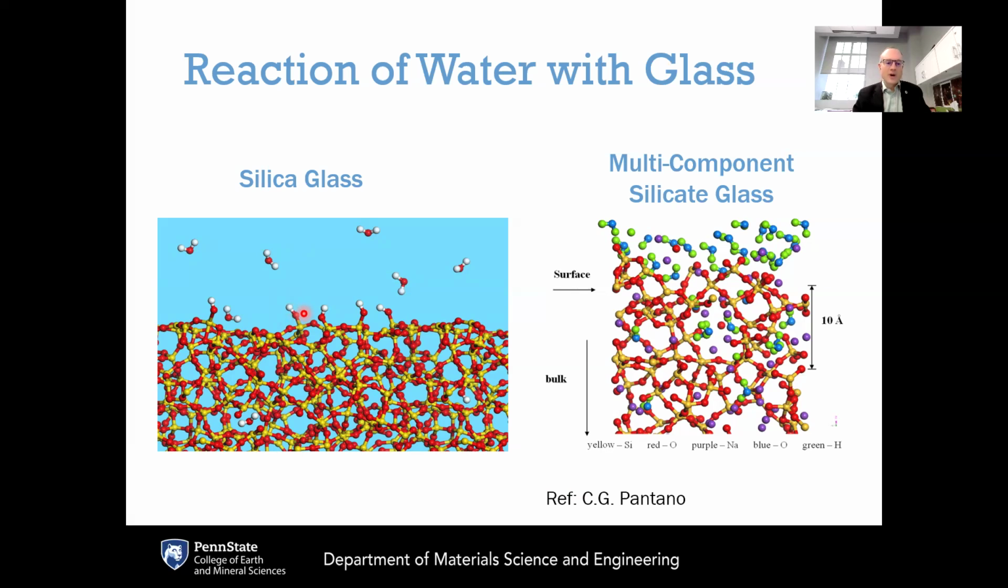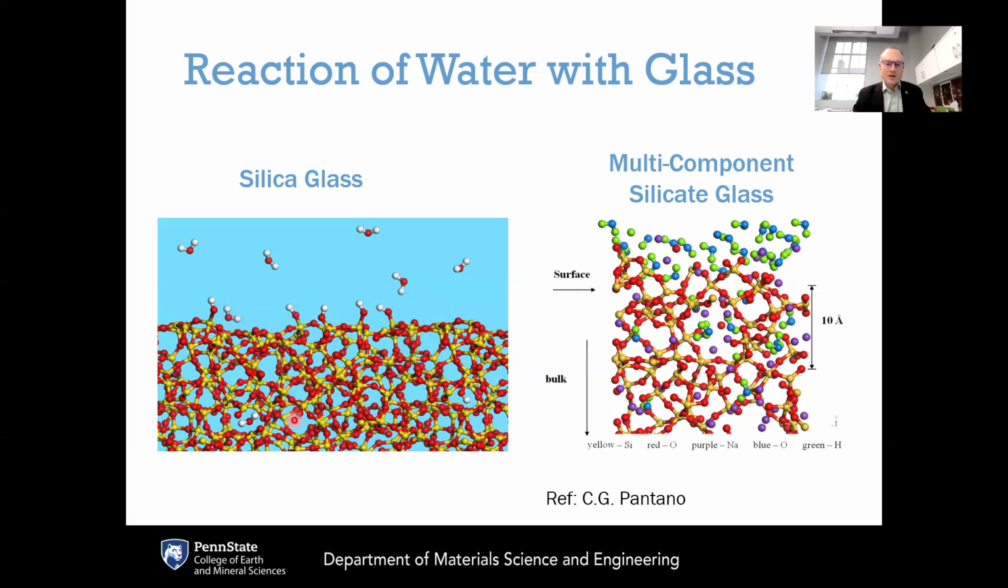The other type of bonding between water and the glass surface is through physisorbed adhesion, and this occurs through hydrogen bonding. With physisorbed bonding, the water molecule does not dissociate, so it stays as a water molecule, and it just exhibits hydrogen bonding between itself and the surface of the glass.